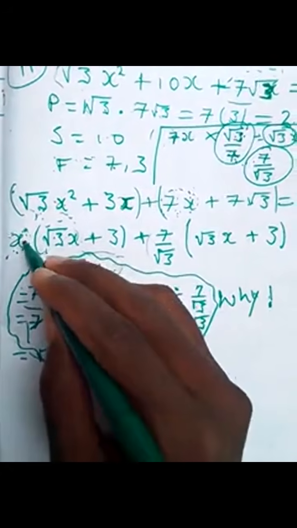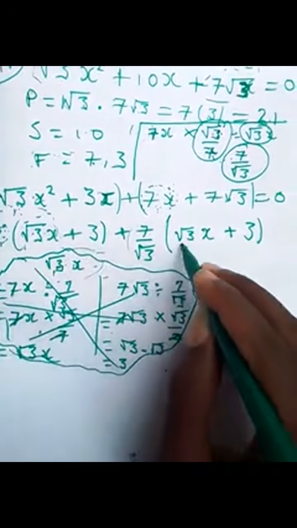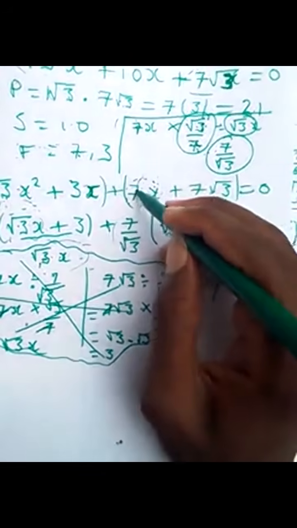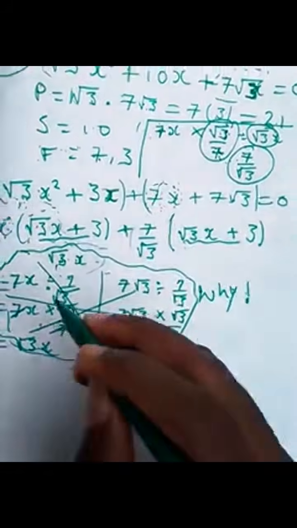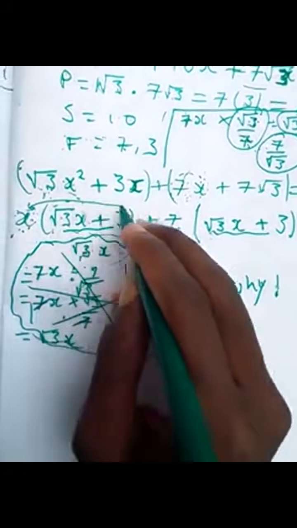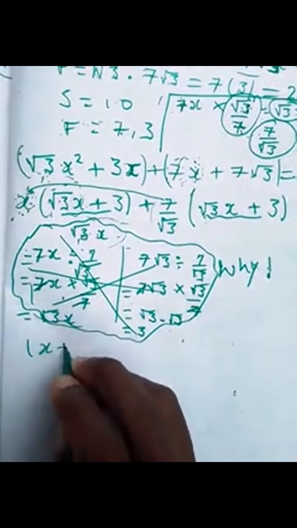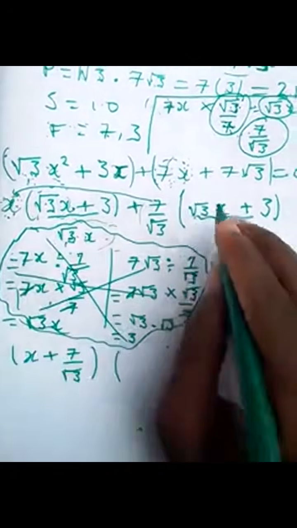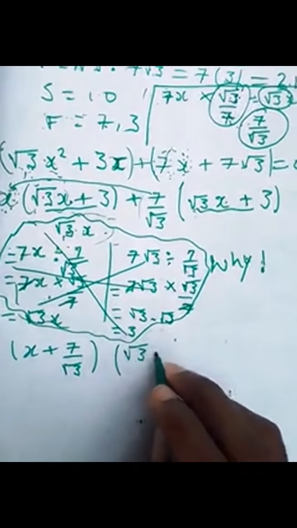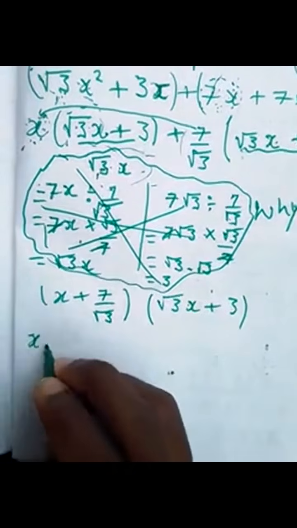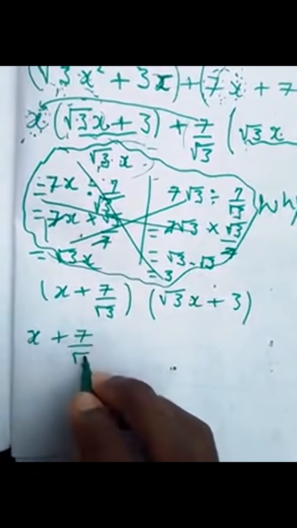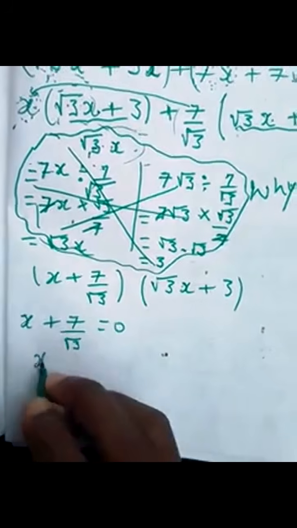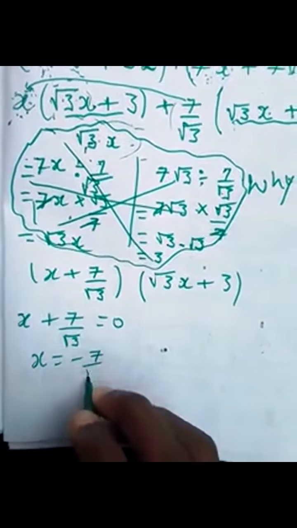So now I'll pair them. Have you seen we finally ended up with similar stuff? If you are to be stubborn enough to say no, I'll just factor out 7 here, you can get this wrong. Okay. So let's now pair them up. So I'll pair this with that one there. So I'm going to have x plus 7 over square root of 3. Okay. Then these things that are in common, which is square root of 3, x plus 3. Then we start equating each one to 0 and solve for x. So we have x plus 7 over square root of 3, so x is equal to negative 7 over square root of 3.